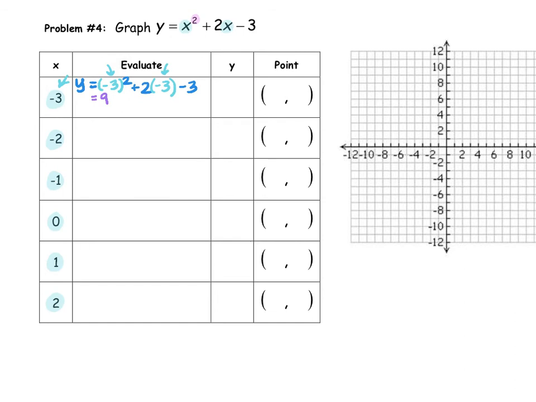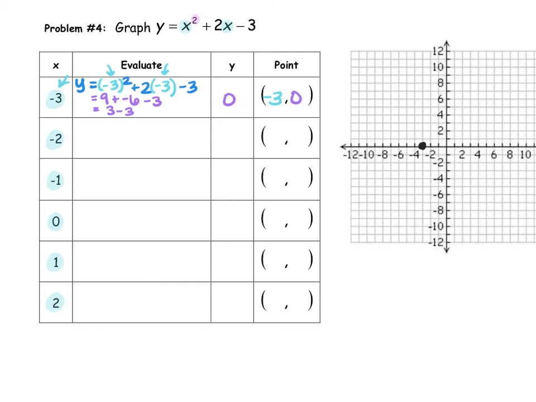Now I know negative 3 squared is positive 9, right? A negative times a negative is a positive. Plus 2 times negative 3, that's negative 6. Then minus 3. And 9 plus negative 6 is 3. And 3 minus 3 is 0. So when we plug in negative 3 for x, we got a y coordinate of 0. On the graph, that is right here.